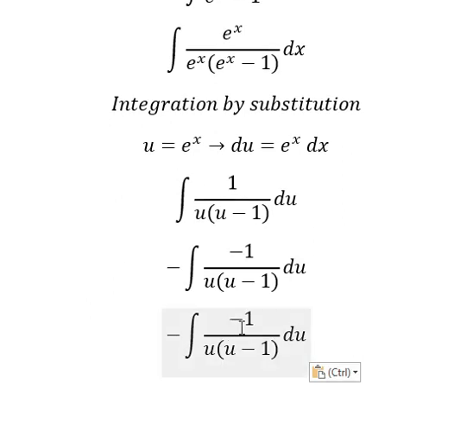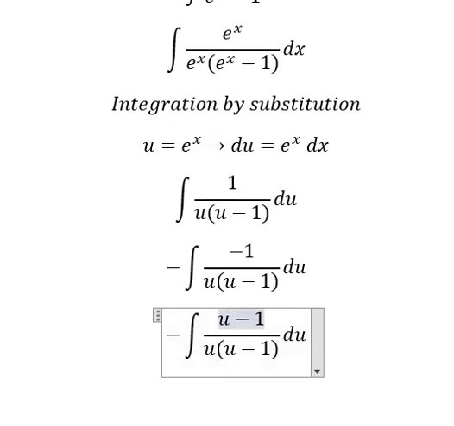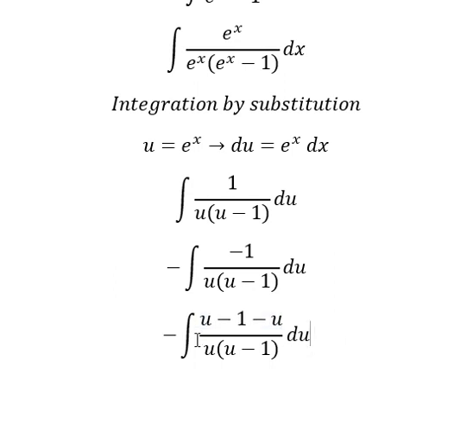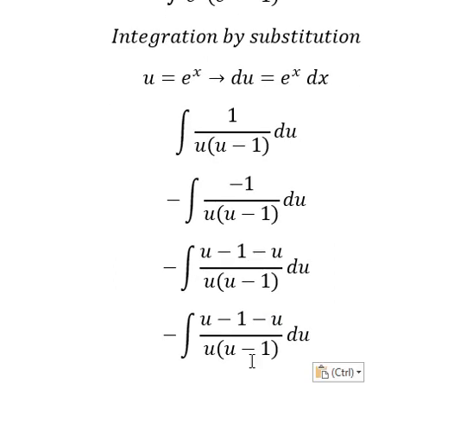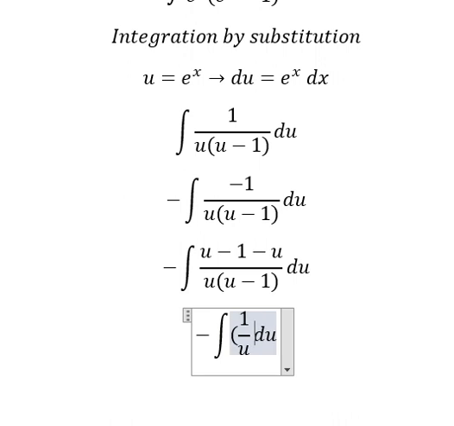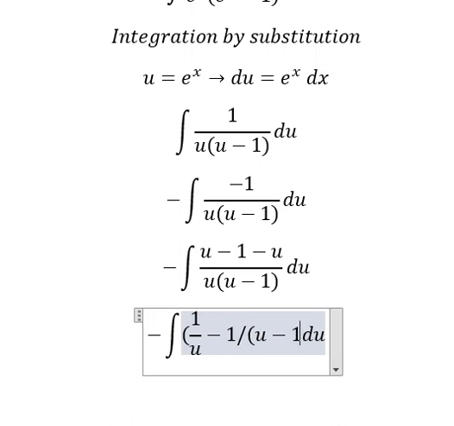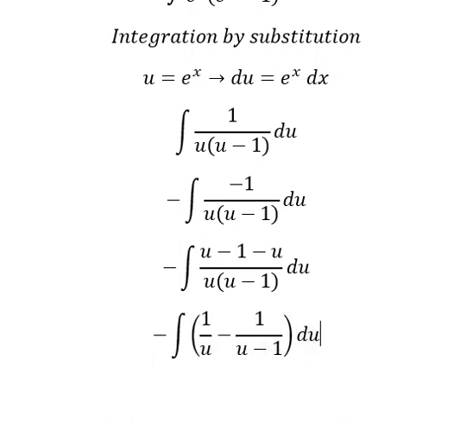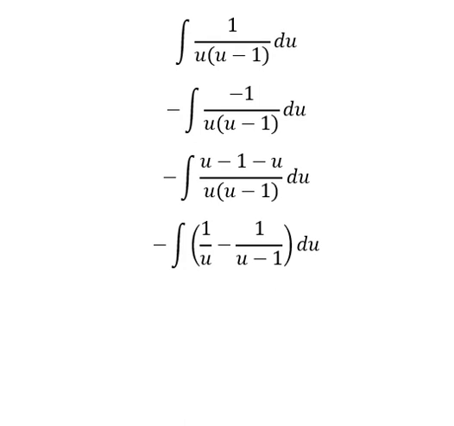Next, I need to add u. Later that we need to minus u. So u minus 1, they cancel. U divided by u, they cancel. And now we have the final answer.